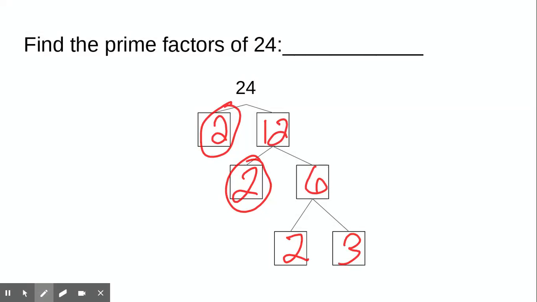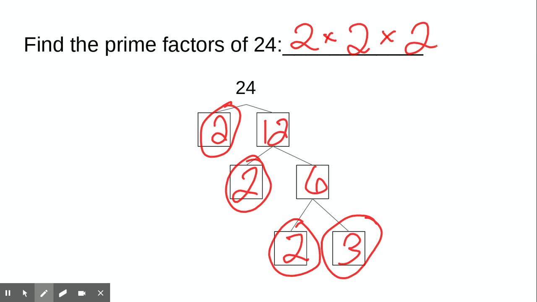Now we need to ask ourselves, is 2 a prime number? Yes, it is. And is 3 a prime number? Yes, it is too. So now we have all of our prime numbers circled, and the bottom row consists of only prime numbers. We can write it out: 2 times another 2 times one more 2 times 3. What we do when we write that out is we write all the circled numbers as multiplication. So 2 times 2 times 2 times 3.